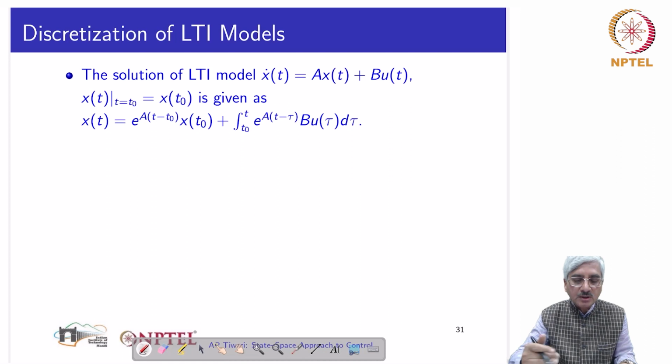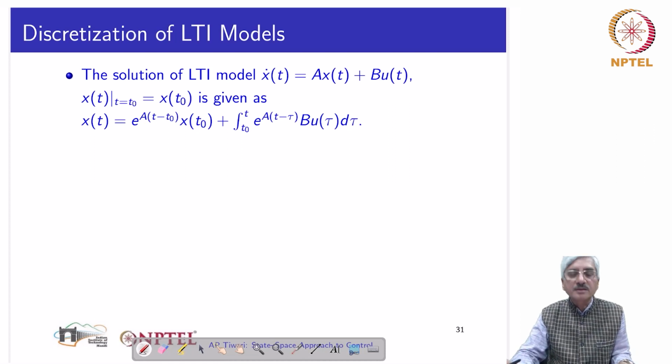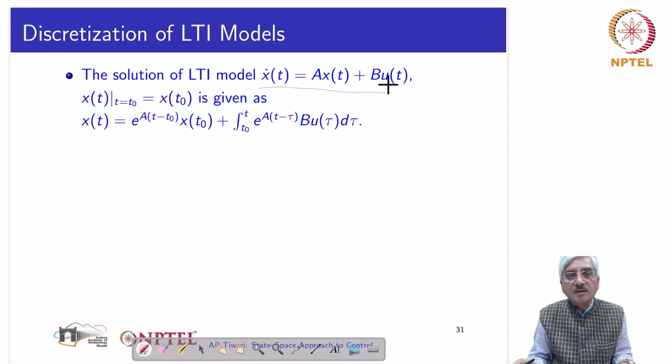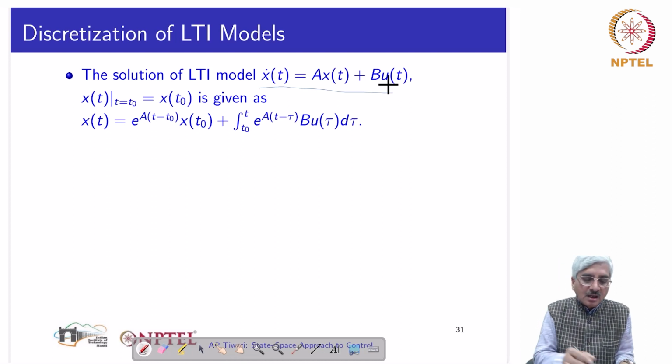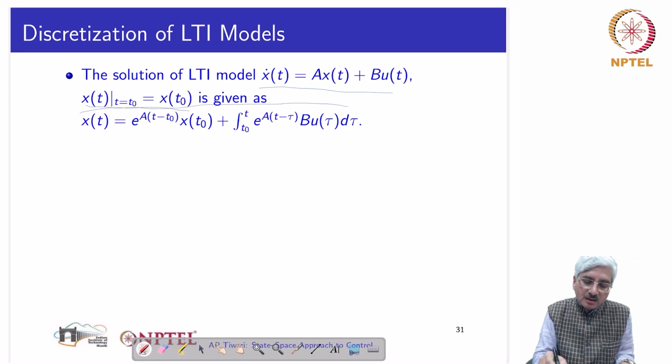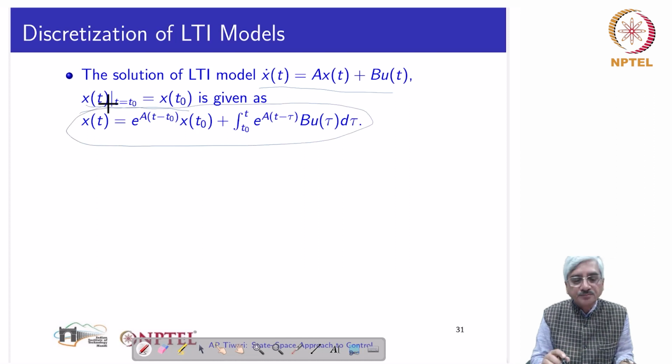And this is shown in the next few slides. We are given the linear time invariant model x dot equal to Ax plus Bu. A and B are constant matrices, and the initial state is given and the input is given for time t greater than or equal to 0. So its solution, we have seen analytically, is this. In earlier lectures we have seen this solution.